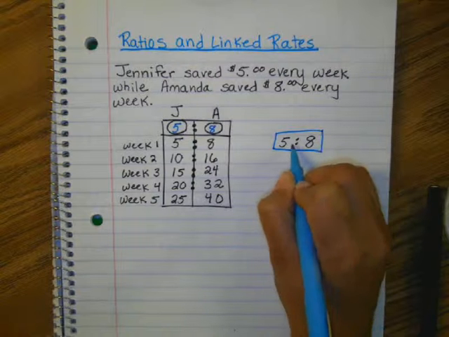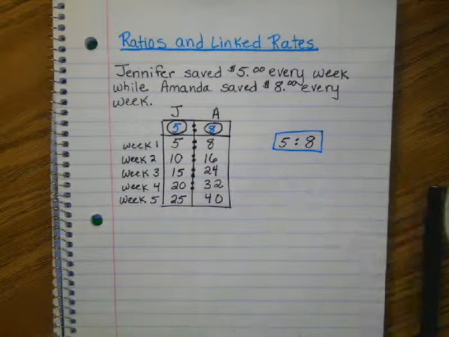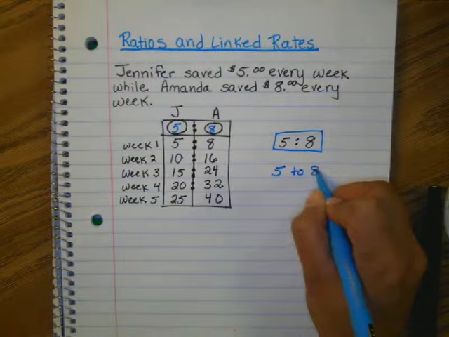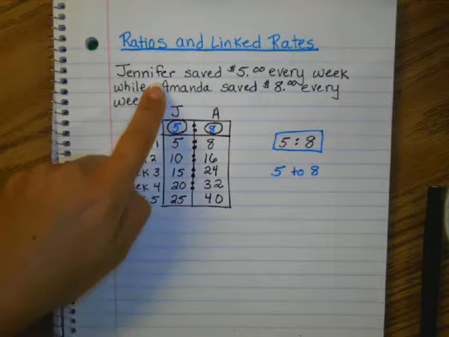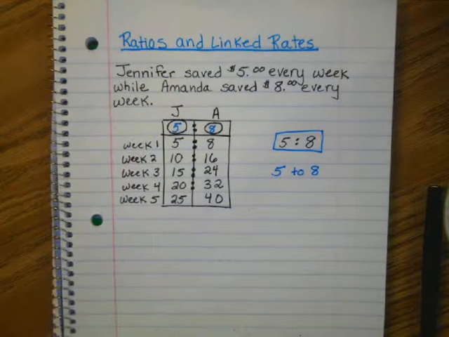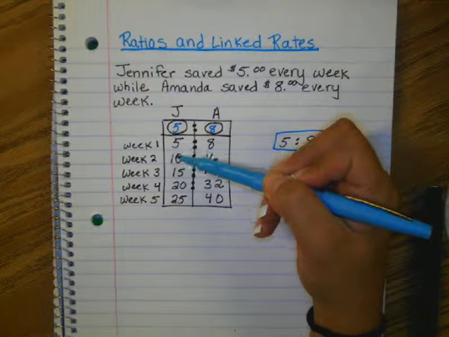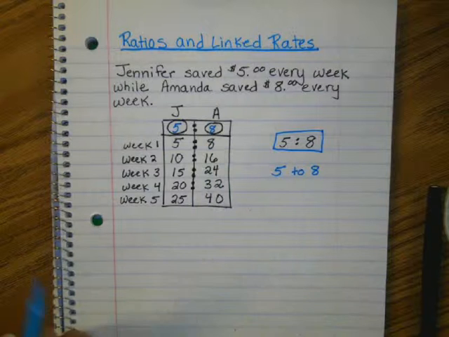And we can write it with a colon. Sometimes they say to write it with words, and it would just have the word "to" here. So our ratio is 5 to 8. For every $5 that Jennifer saves, Amanda's going to save $8. So, again, ratio tables, we're looking at how they are linked, what the connection is going up and down, not across. Okay, let's go ahead, move to your first rotation.